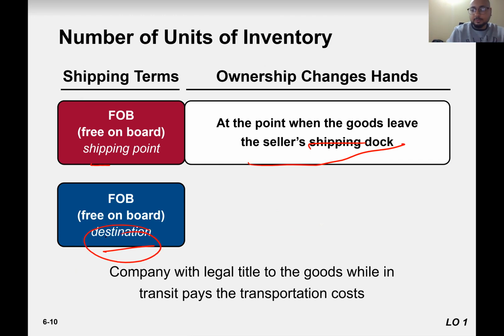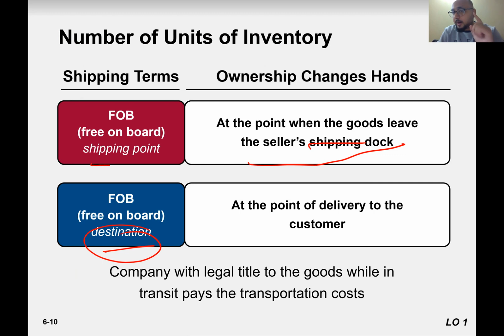FOB destination means the ownership is not transferred until the customer gets the goods. Whenever the customer gets the goods, he signs it, saying, okay, I have received, then you are entitled to consider it as a sale and reduce your inventory on the balance sheet.